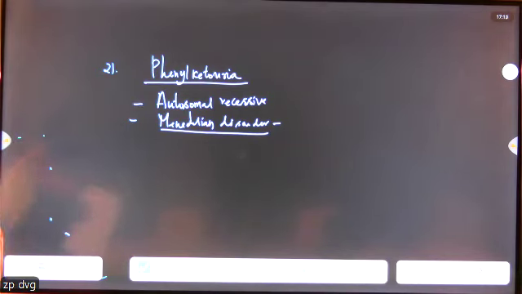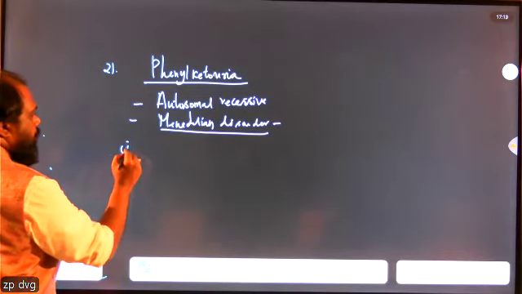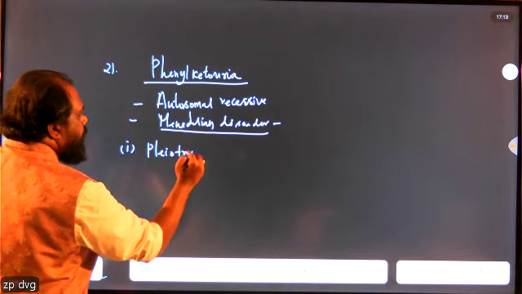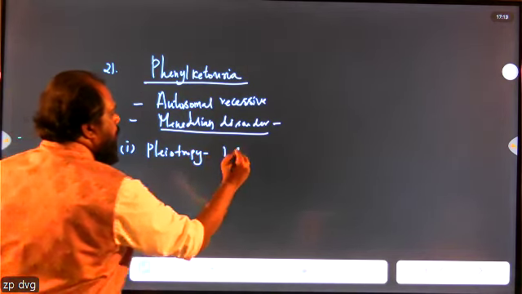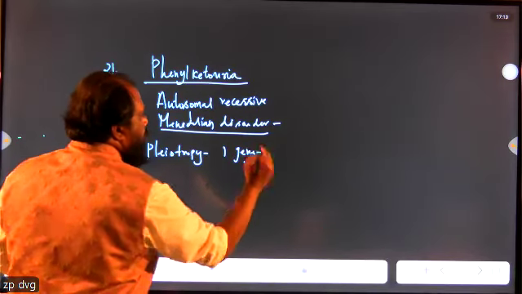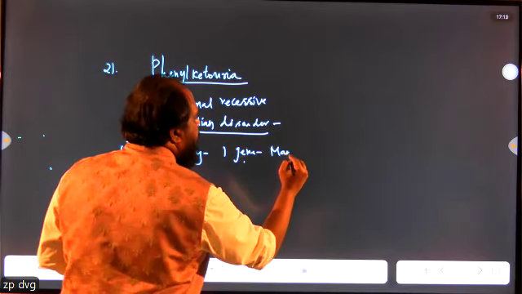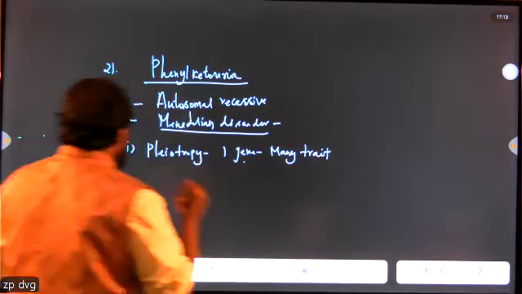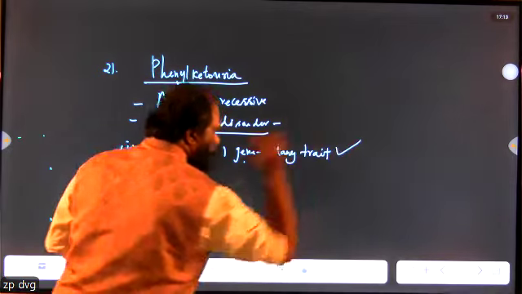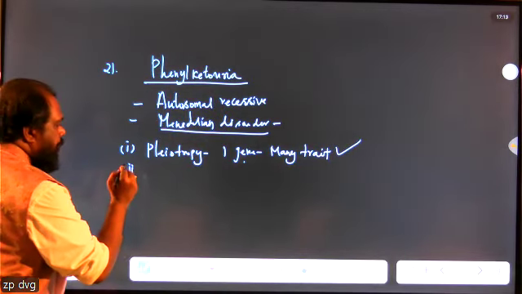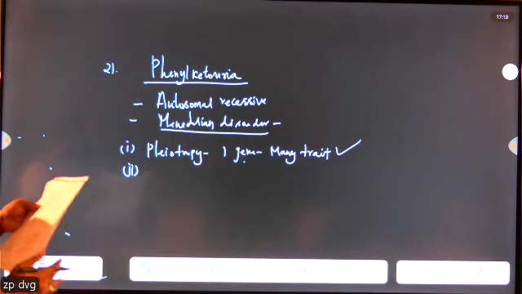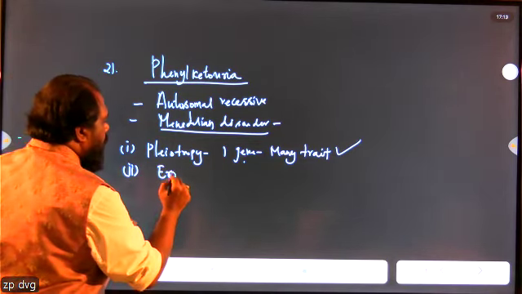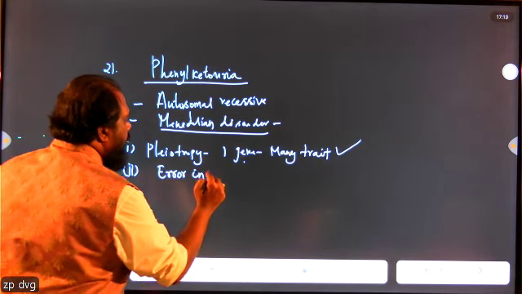It is an example of pleiotropy. Yes, the first option says it is an example of pleiotropy. What is pleiotropy? Hope you remember, one gene is responsible for many traits. So in phenylketonuria, you will find many symptoms. So the first option is actually a correct statement. What does the second statement say? It is an error in metabolism. Correct. Phenylketonuria is due to an error in metabolism.